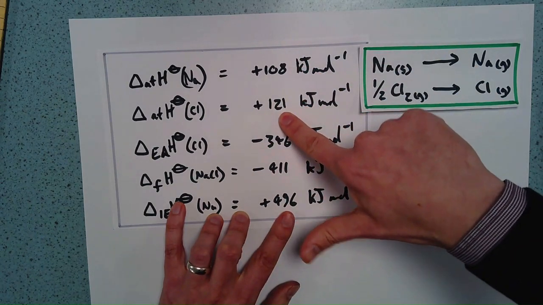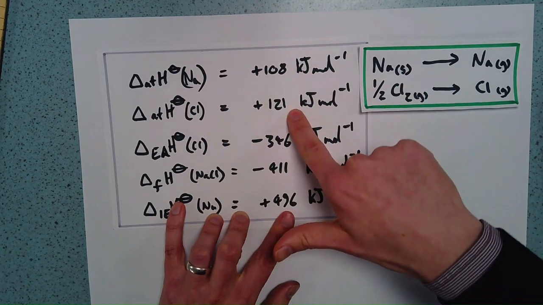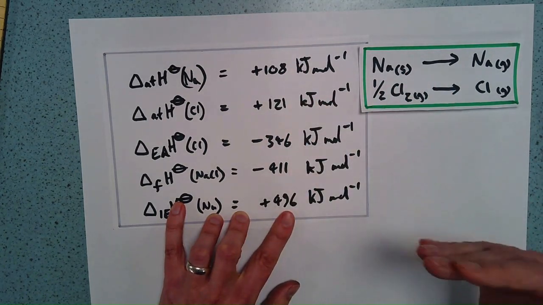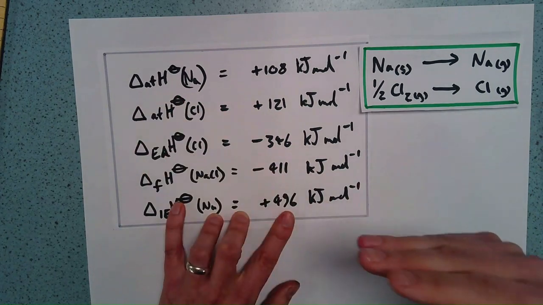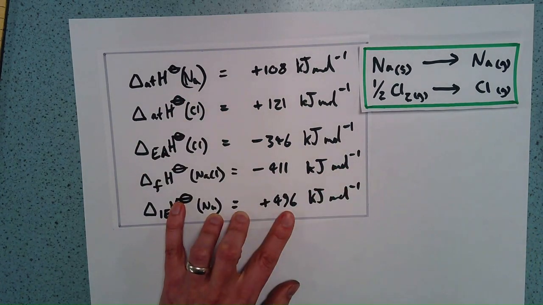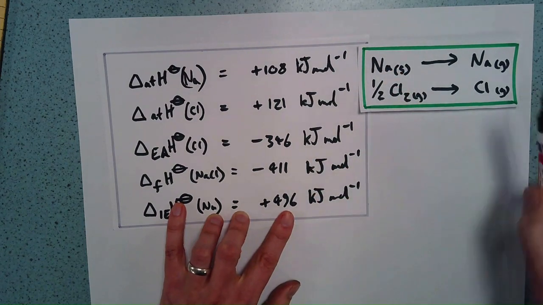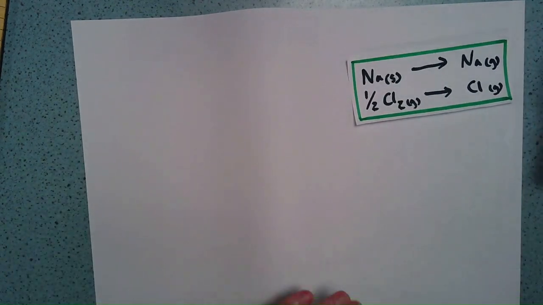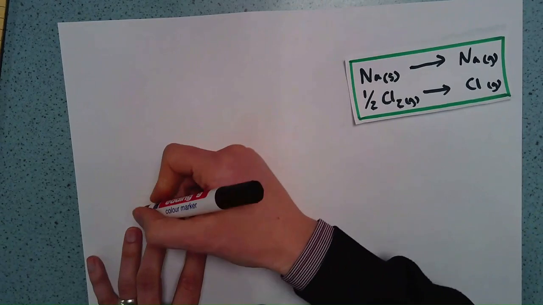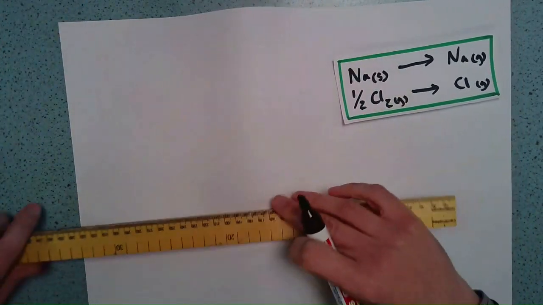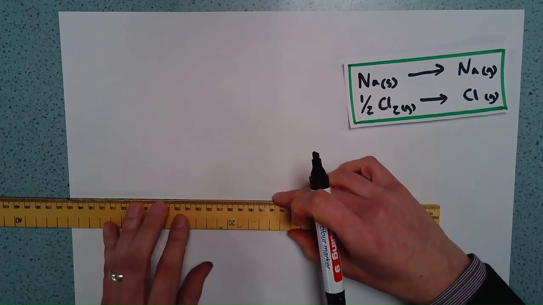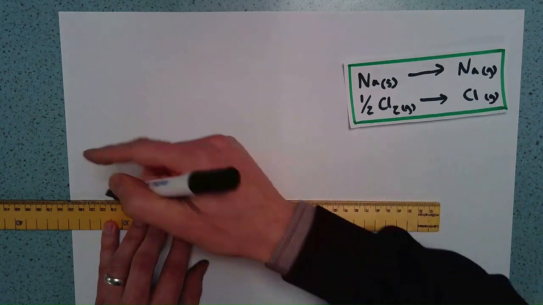Because these are both plus, they are endothermic processes, so we are going to draw our atomization arrows for our energy levels going up. That's starting with our elements in standard state. Let's put them in. Elements in standard state is always a good place to start. That's where I'd start.